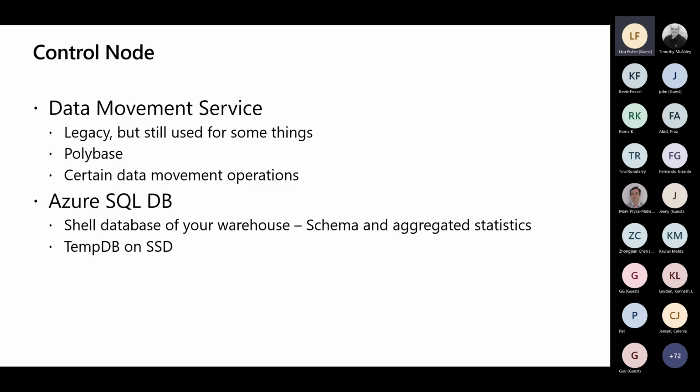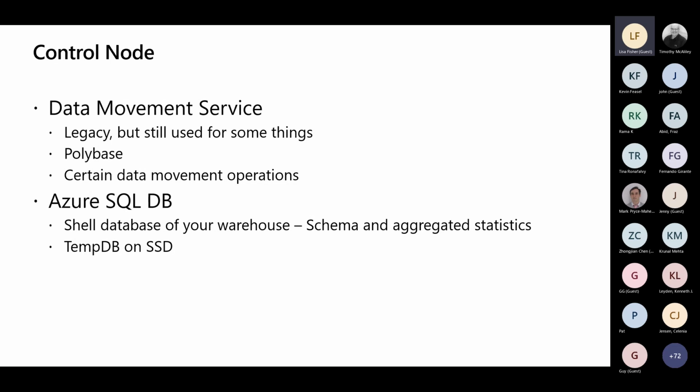Polybase also still uses the data movement service. And Polybase is used quite commonly in the Azure Synapse SQL pool, along with the copy command, which is very similar to some things that Polybase does. And then there are other specific types of data movement that still have not been moved out of that service. But in essence, you don't really need to worry about that. You just need to know that it's there. There's not really anything that you can do about it.